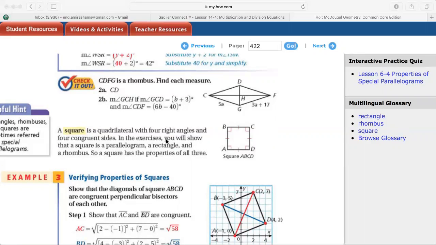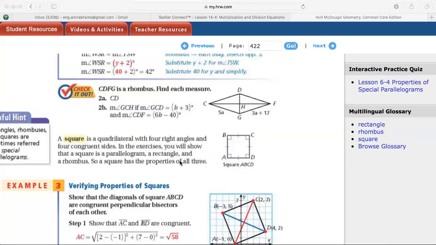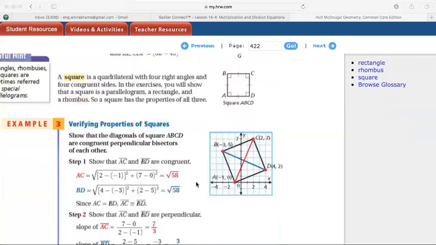In the exercise, you will show that the square is a parallelogram, a rectangle, and a rhombus. So the square has the properties of all the 3. The square is a parallelogram, so it will take all its properties. And the square is a rhombus, so it will take all its properties. And the square is a rectangle, so it will take all its properties.